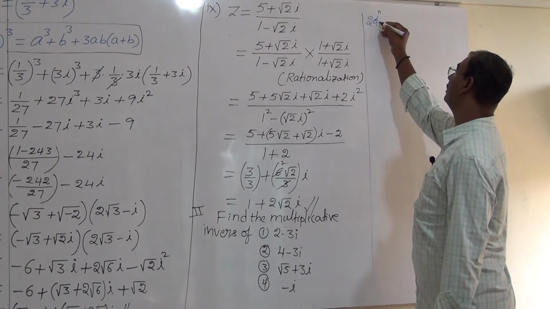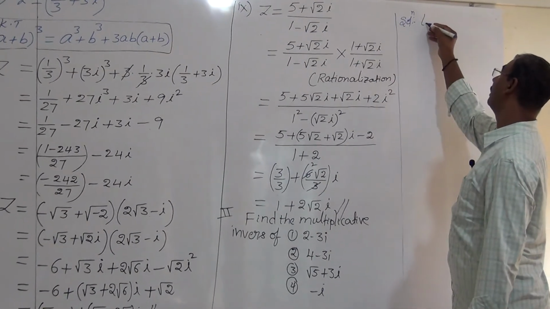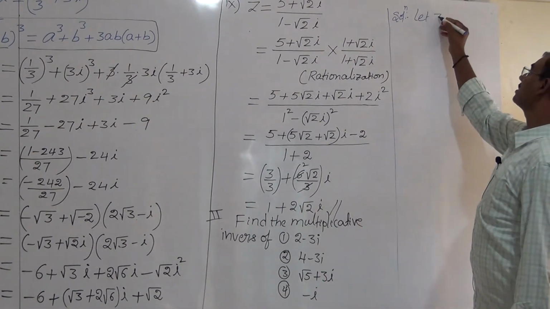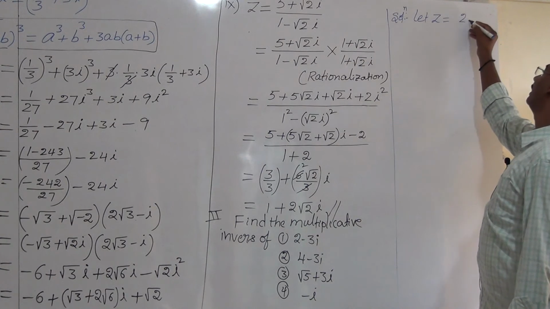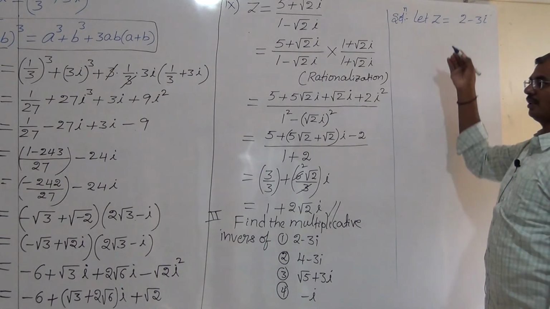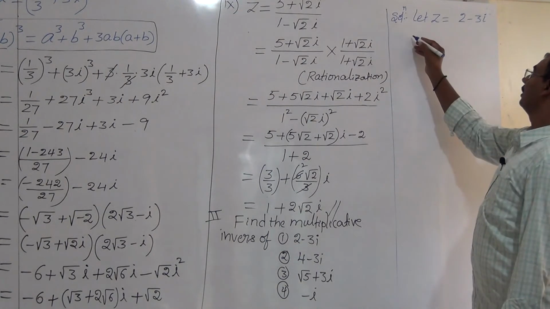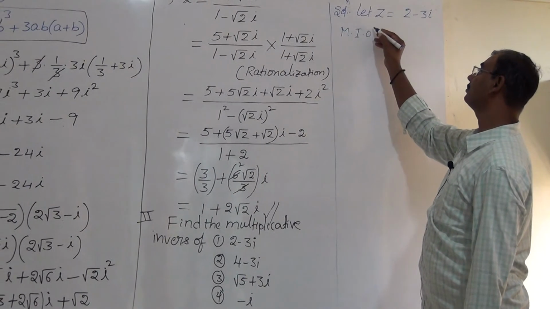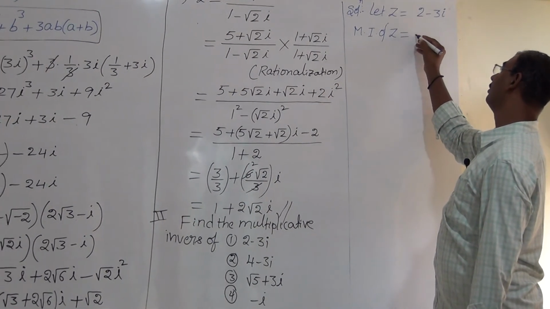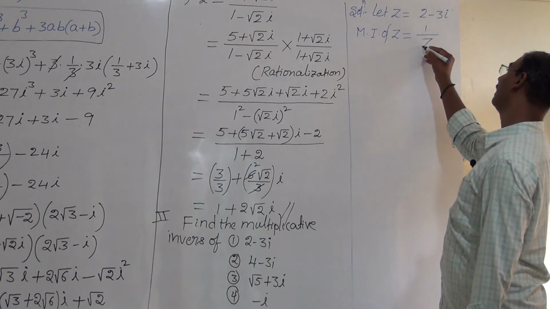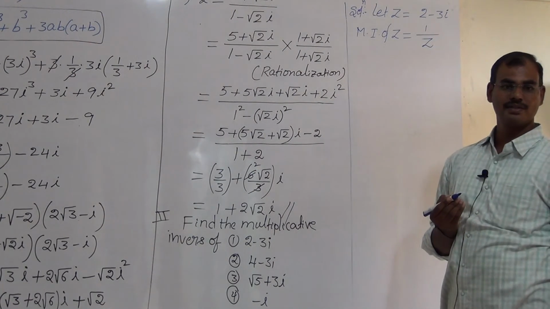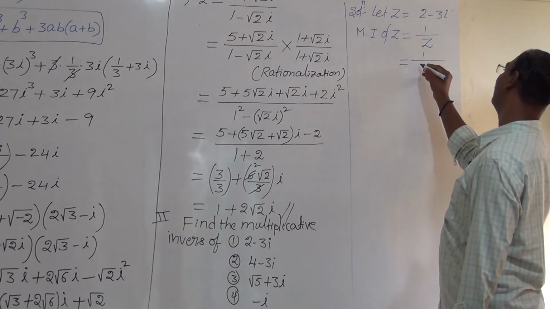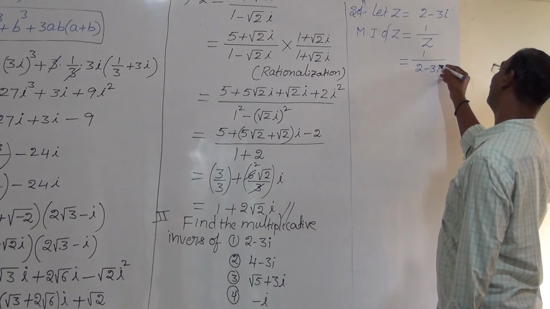Solution of the first question. Firstly, take the complex number z. Let z is equal to 2 minus 3 iota. You follow this method only. Then the multiplicative inverse of z. We know the multiplicative inverse of z formula. What is the multiplicative inverse of z? 1 upon z. This is equal to 1 divided by 2 minus 3 iota.